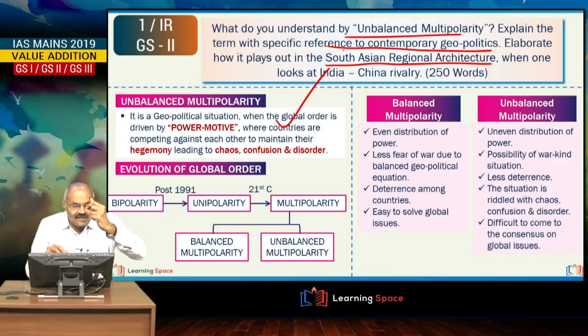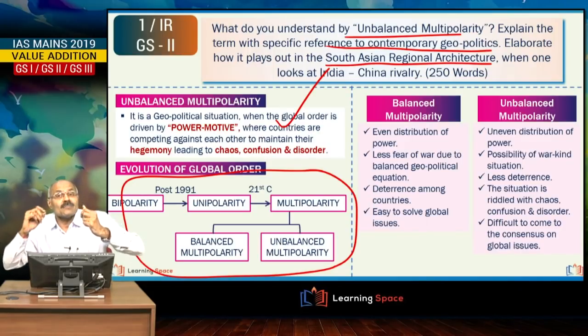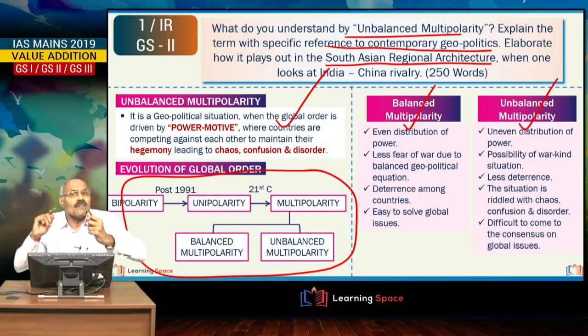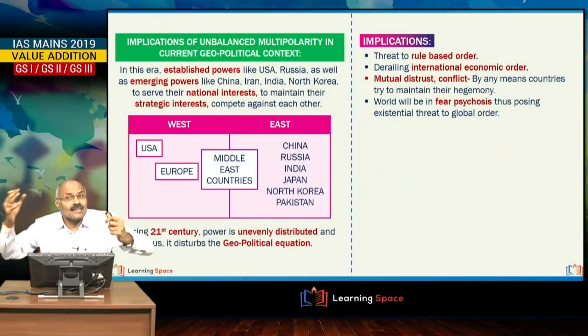The definition is this: unbalanced multipolarity, and here if you see the evolution of the global order, such a schematic representation will fetch you more marks. And as the question is with regard to unbalanced multipolarity, please differentiate between balanced multipolarity and unbalanced multipolarity. The answer is given in simple words. I am not going into a detailed discussion of the answer because these are things which we deliberated a number of times, in one or the other editorials.